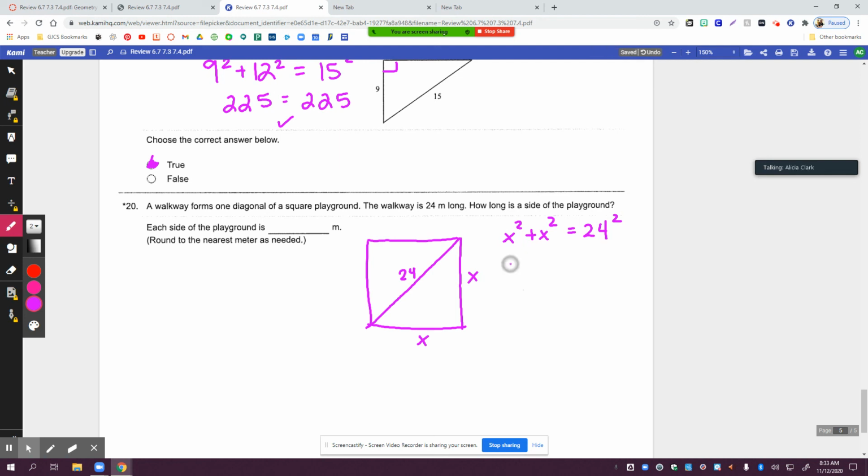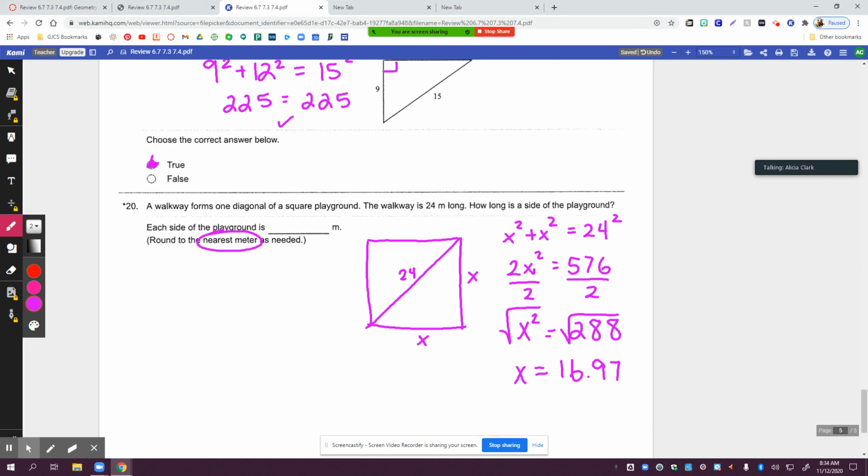So x squared and x squared is 2x squared. 24 squared is 576. If I divide that by 2, then x squared is going to be 288. If I take the square root of that, it's not going to be a perfect square. It's going to be a decimal, about 16.97. They are asking us to round this to the nearest meter, which is the nearest whole number. So again, if you type in a decimal on the quiz tomorrow, it is not going to count it right. So 16.97, you actually need to have 17 for that.